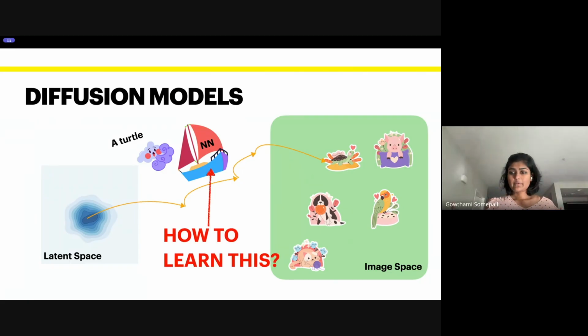So our main objective when doing generative modeling, to train a diffusion model, is how to train this neural network. And that's what all this research is about. How do you train a neural network that can take a latent noise and end up with a realistic looking image?